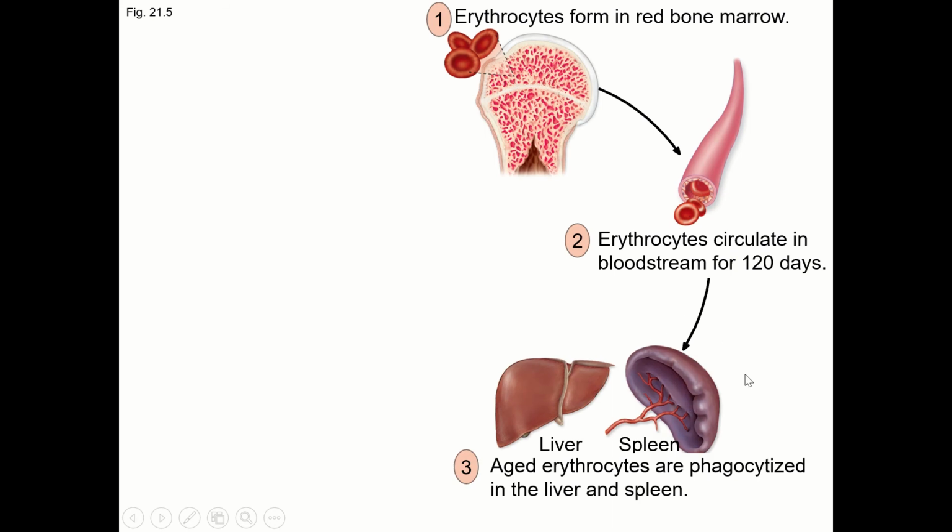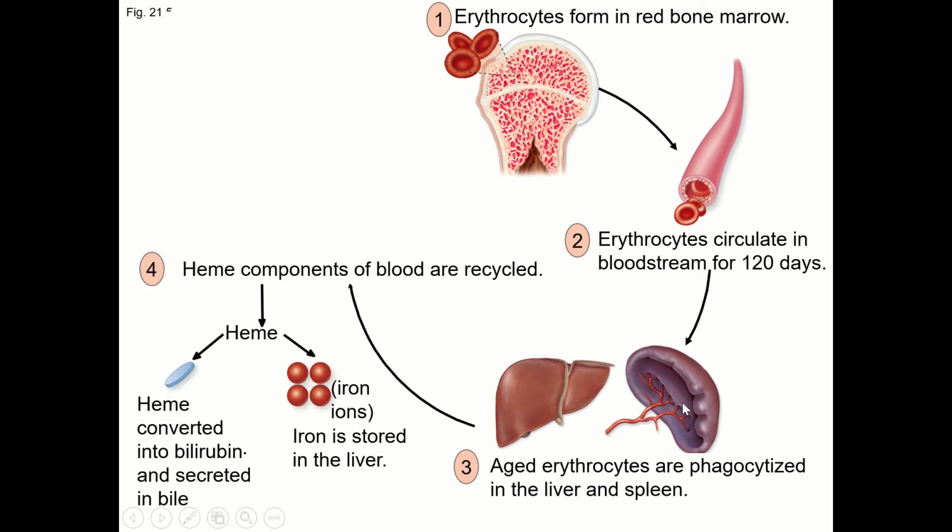The liver, and especially the spleen, are constantly monitoring the red blood cells. And old or damaged erythrocytes get phagocytized within the liver and the spleen. And then the parts of those red blood cells get recycled into the blood. The heme is a protein at the center of the hemoglobin molecule within the red blood cell. That's going to be converted by the liver into bilirubin and secreted as bile into the digestive system.